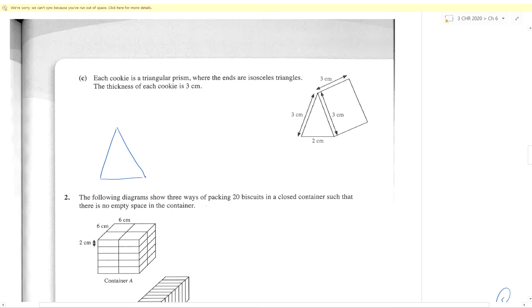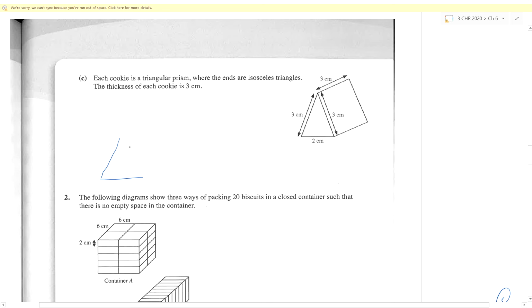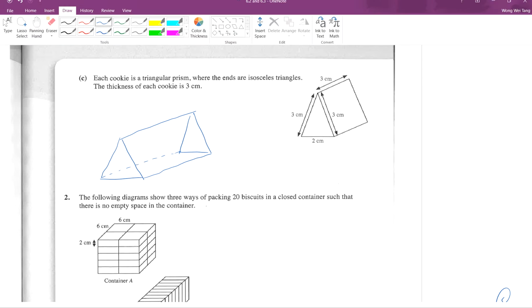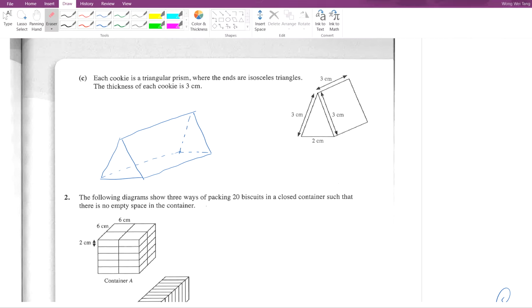To draw one triangle, okay, not satisfied, draw again. Repeat the same triangle. Join the same corners. This is hidden, so we dot it. And we erase what else? What others that shouldn't be seen. Okay, so this is the prism. After you stack 20 pieces together.